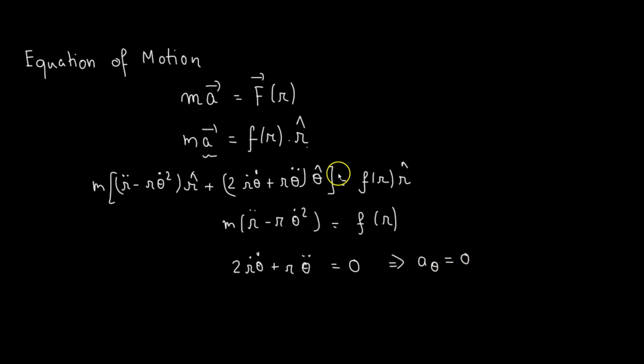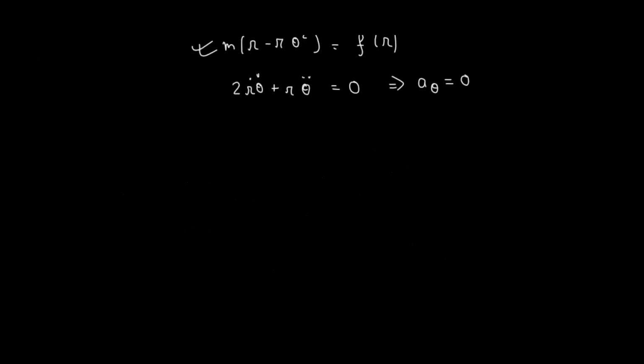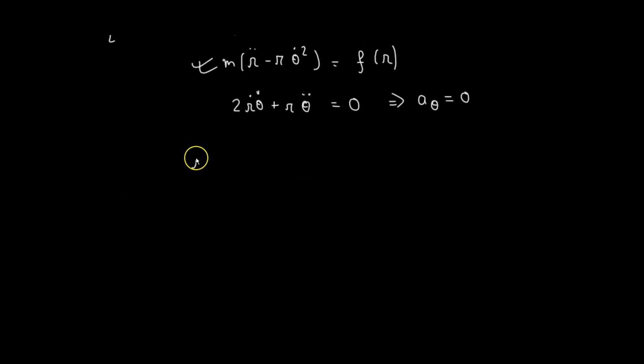That means in the case of a central force, the angular momentum is always conserved. Thereby, there will be no angular part of acceleration. Our task will be to solve this differential equation. So let's try to rewrite this equation: r double dot minus r theta dot square equals 1 over m times f of r. This is a second order differential equation.